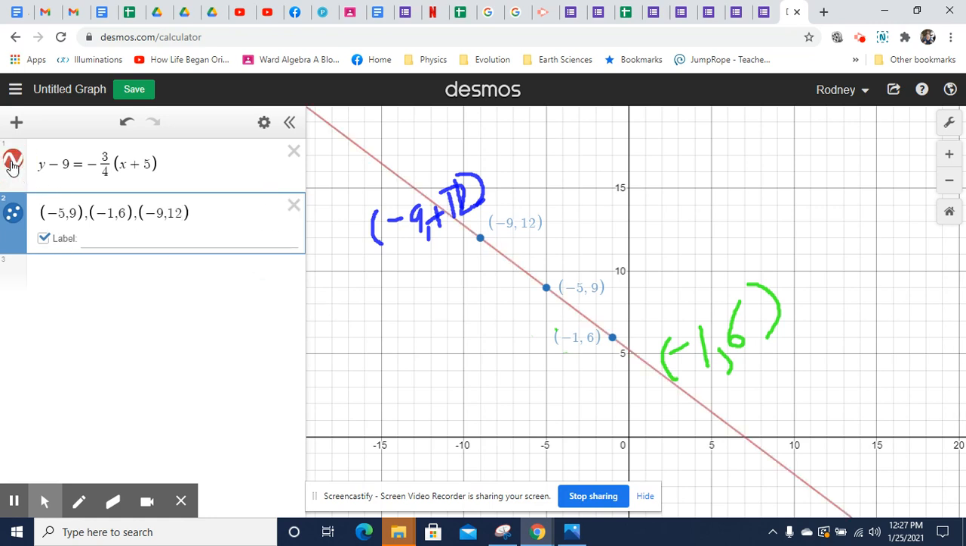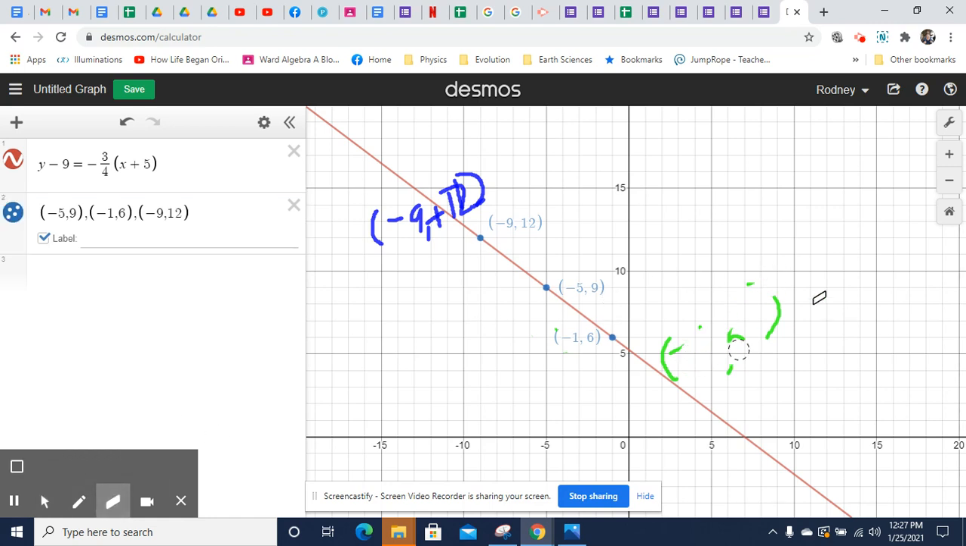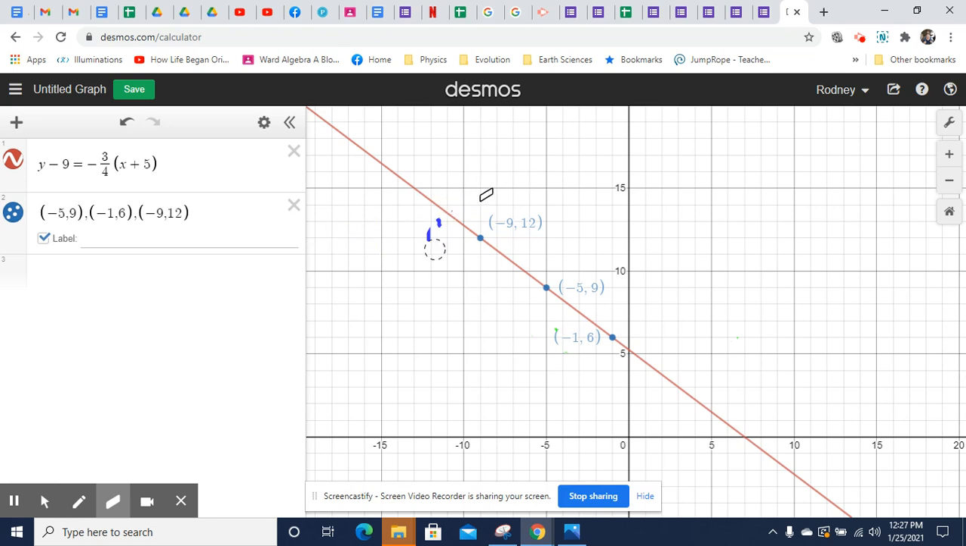Let's see if that worked. And it totally did. Totally went through those 3 points. You only needed 2. A third one is helpful, but you only need 2 points and a straight edge to make a line.